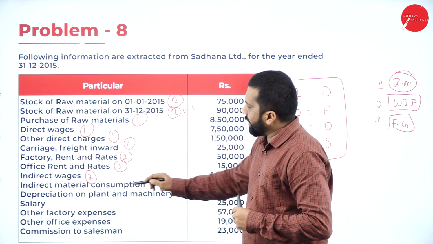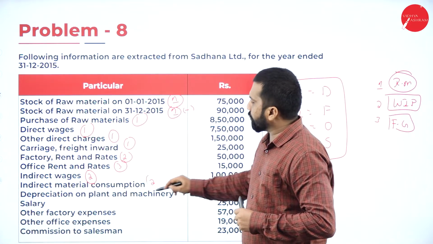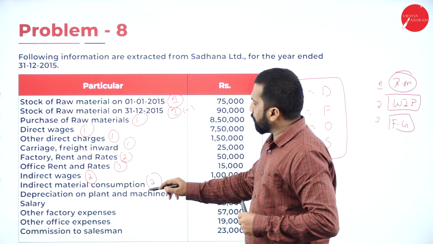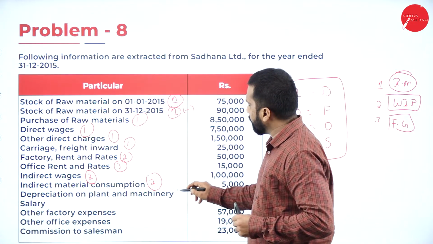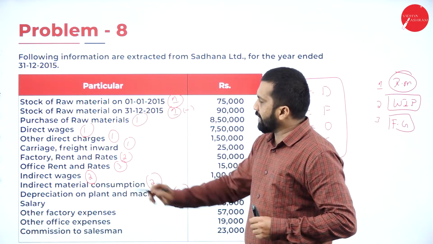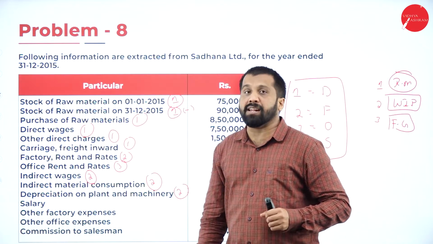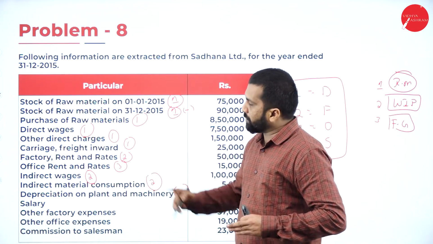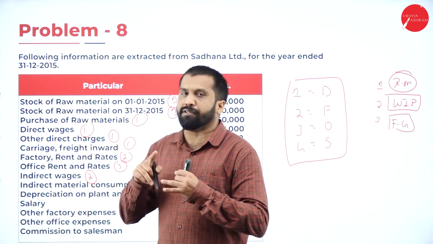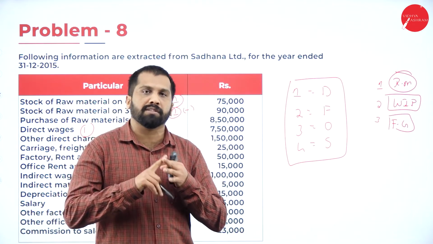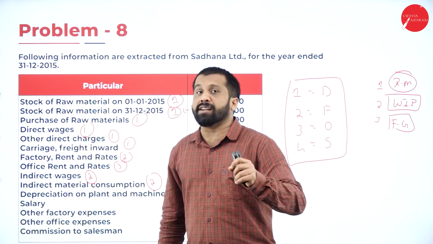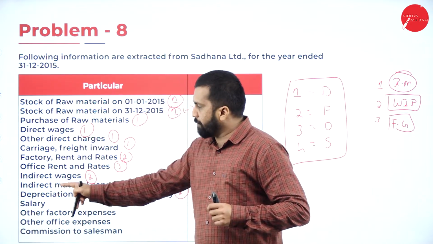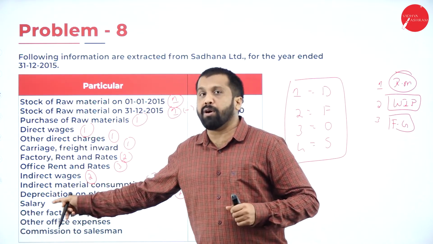Now, indirect material consumption 2. Depreciation on plant and machinery. Machinery is used where? Factory. So it will come under 2. Salary. Have they mentioned anywhere salary? No. Have they mentioned salary for factory, salary for selling, salary for office? They have not mentioned anything. We'll see, is there any working note given for salary? If nothing is given, then it will go to office.